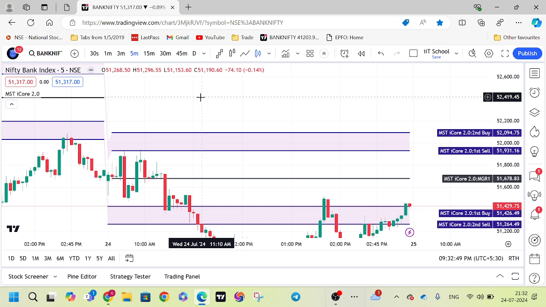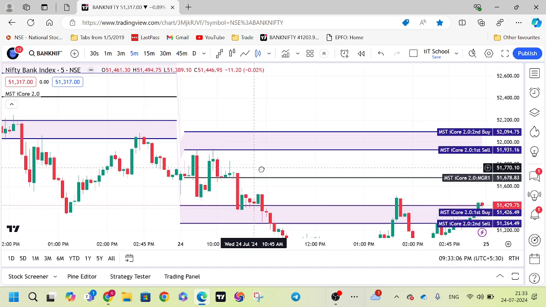For the second buy entry, the first sell will be the stop loss. For the first buy entry, the second sell will be the stop loss. Similarly, for the first sell, the second buy will be the stop loss. Similarly, for the second sell, the first buy will be the stop loss. Okay. So both are interlinked. So this is what I am showing you for today.